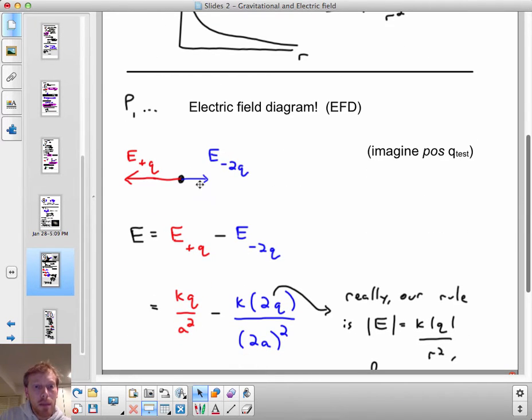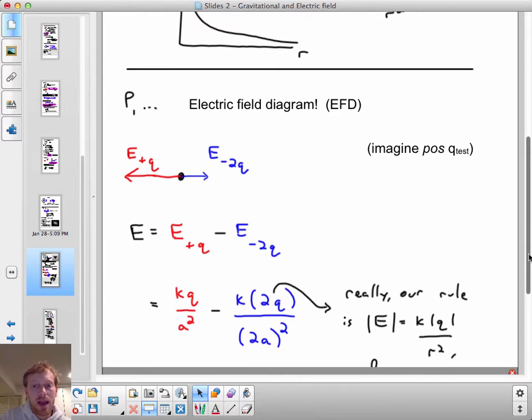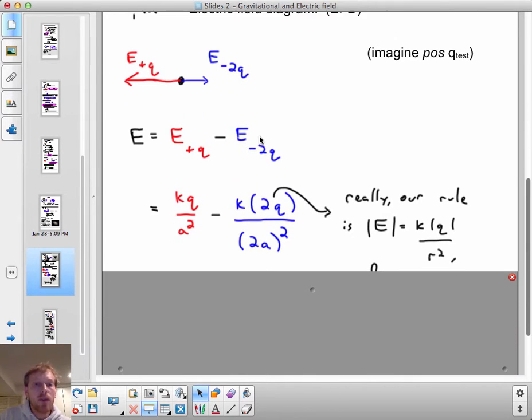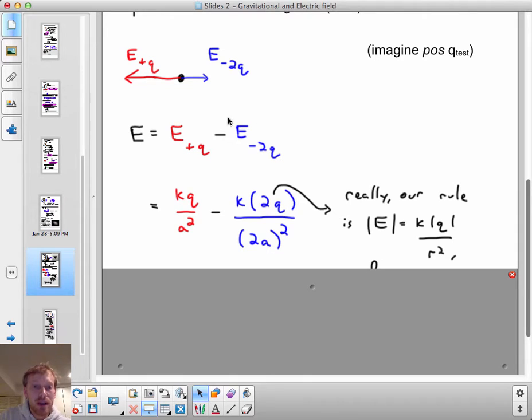And now the magnitude of that rightward arrow is how much? K times 2q over the distance 2a squared. Keep in mind, what we're finding here is the magnitude of that rightward arrow. So we substitute positive 2q there.